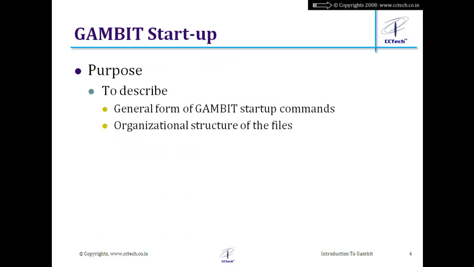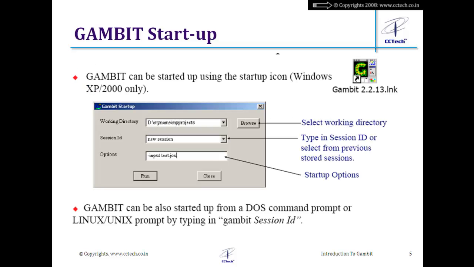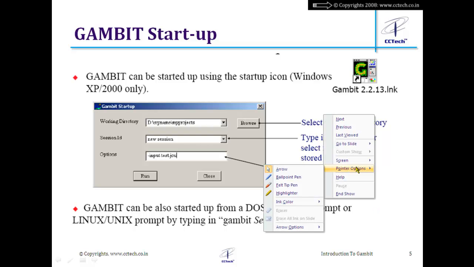The purpose of this particular presentation is to describe the general form of the Gambit startup command, the organizational structure of the files, in the sense of what kind of directories Gambit will create, and the GUI of Gambit. So this is the typical icon that you see on the desktop once Gambit is installed successfully.